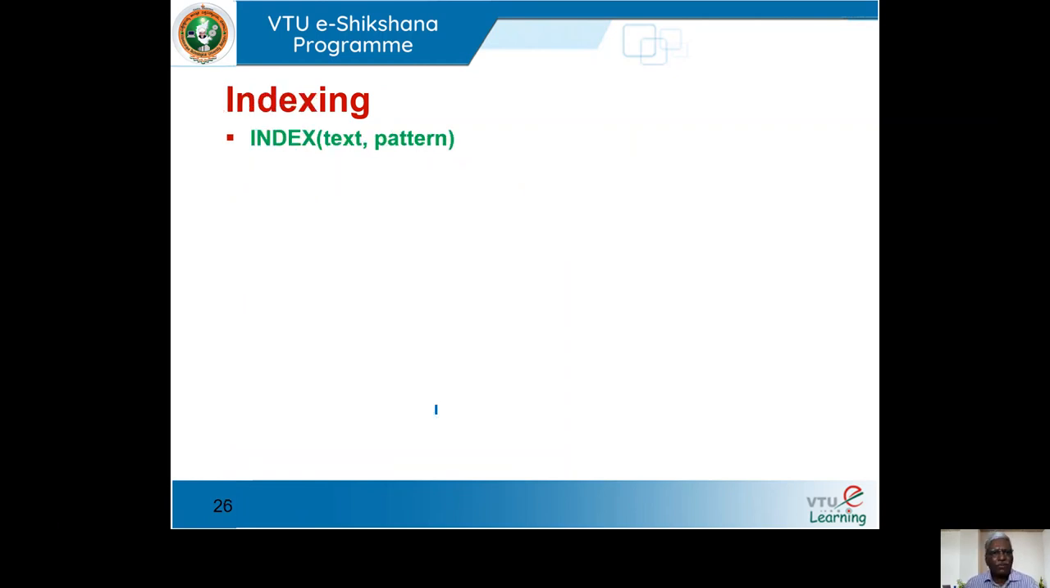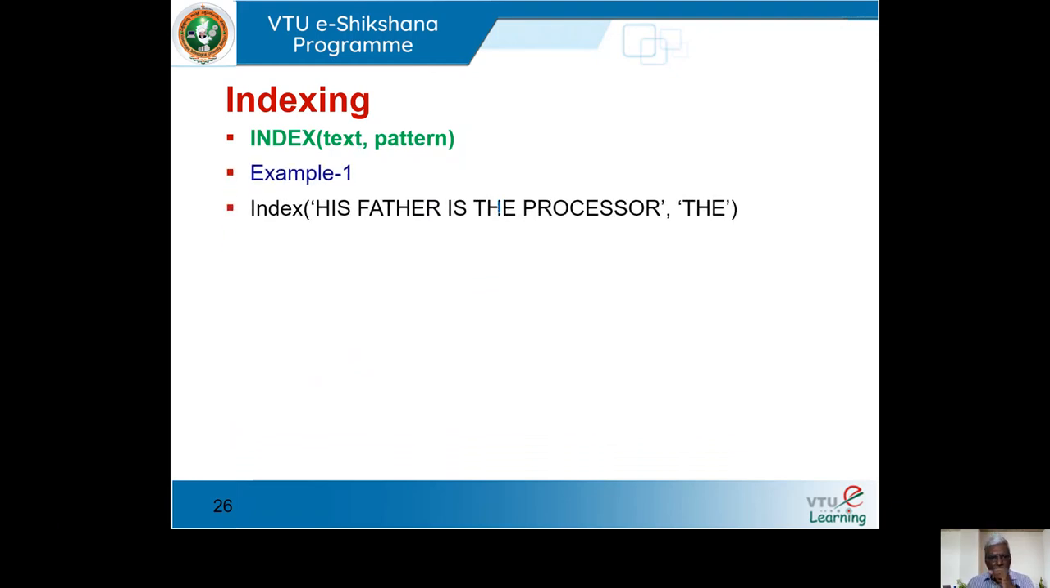Next, indexing. You are given the text as one parameter and the pattern is given. The pattern is the string to be checked in this text. If it is found, as I've already mentioned, it has to return the position. For example, "the" is a pattern. Remember the first occurrence of the pattern, not the subsequent occurrence. Is this pattern existing here? I think there is some "the" here. So we have 1, 2, 3, 4, 5, 6, 7, I think. Yeah, so the result is 7.